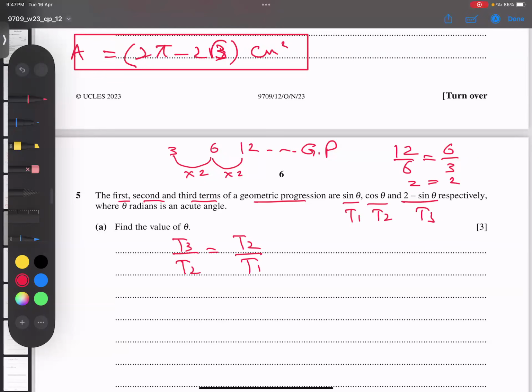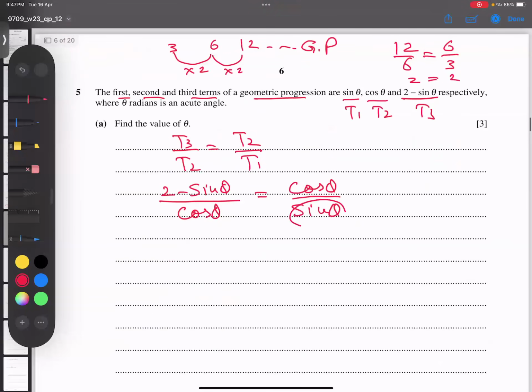So I can say here 2 minus sine theta over, second term is what, student, here? Cos theta. So I think it is very, very clear. And it equals the second term divided by the first term. Now, student, what to do onwards? Cross multiply. This multiplies with this, and this multiplies with the other side.